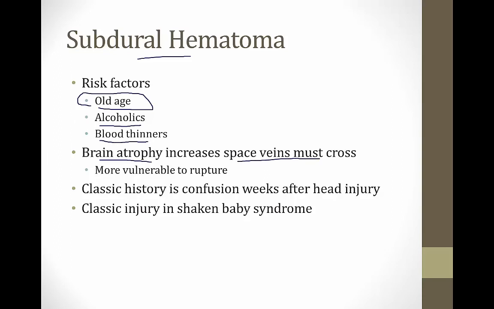And a classic history, especially for a board question, is someone who has a head injury but doesn't get evaluated and then a few weeks later develops confusion and headaches. That person may have a subdural hematoma. This also is a classic injury in babies who have shaken baby syndrome.